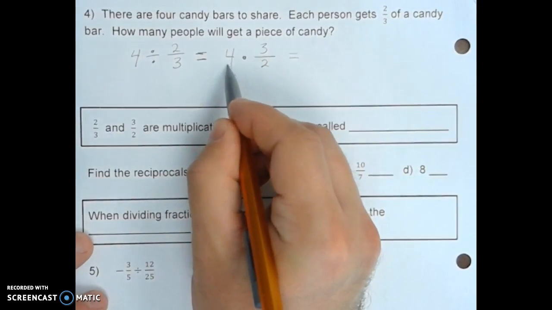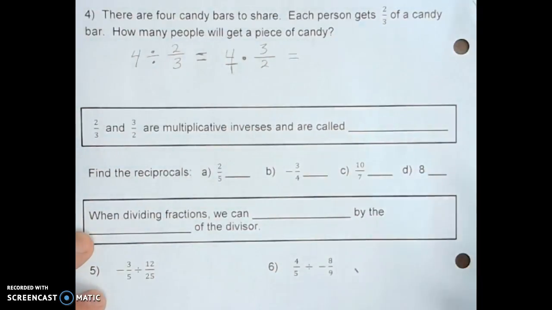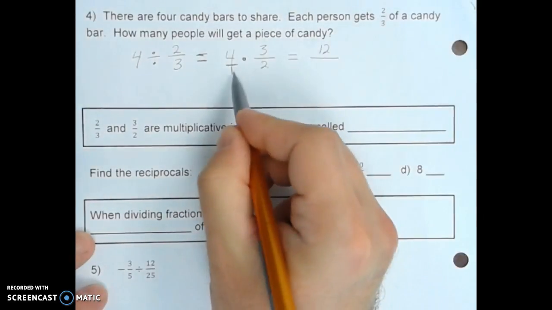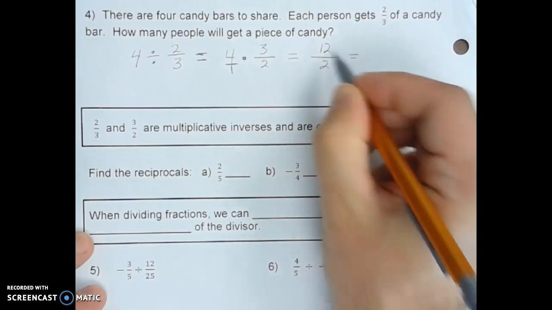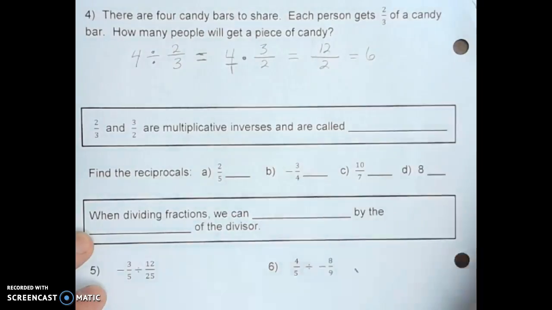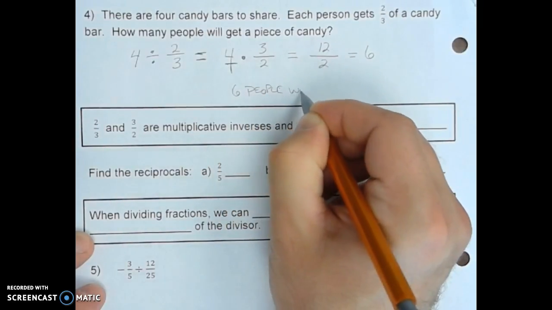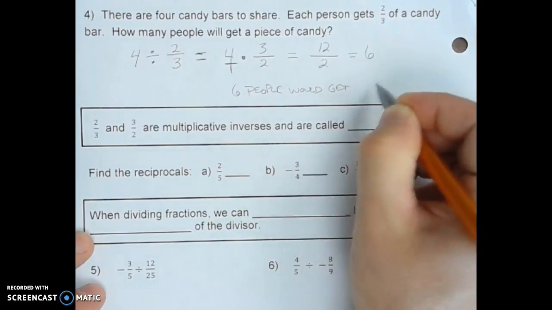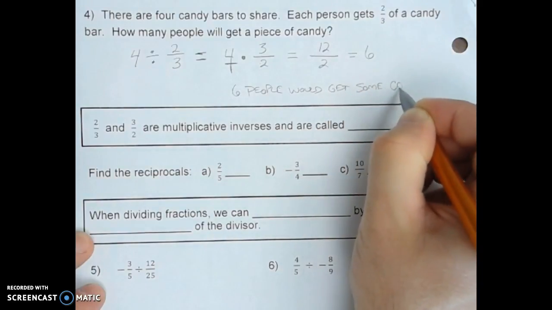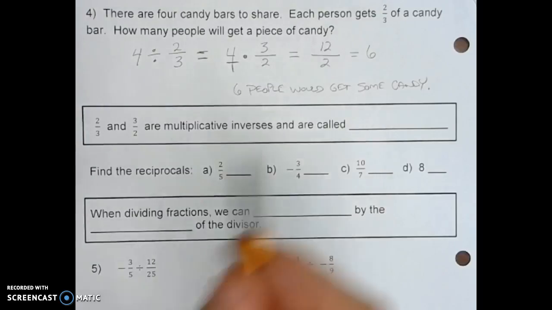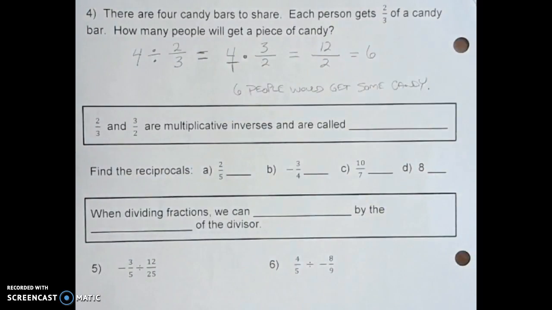Well, remember, I can make this 4 a fraction by putting it over 1. So it's really 4 over 1 times 3 over 2. And if I multiply my numerators, 4 times 3 gives me 12. Denominators, 1 times 2 gives me 2. And now this is 12 divided by 2, which is equal to 6. And so we know that 6 people would get some candy. If I took my 4 candy bars and divided them into pieces that were 2/3 of the candy bar each, 6 total people would be able to get a piece of candy.